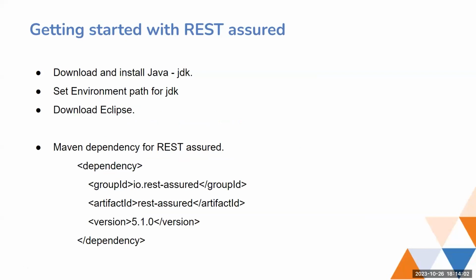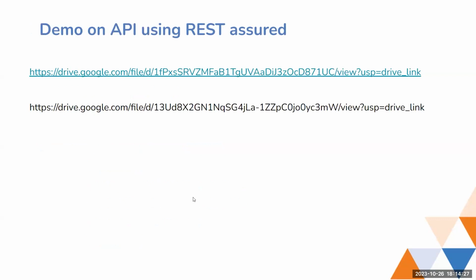Now, how do we set up REST Assured in Eclipse? First is the basic setup, which is to download and install Java JDK, then set the environment path to JDK, and download Eclipse. And then if we want, we can put basic Selenium dependencies. For REST Assured, only one dependency is needed, which is this one. We just have to write this much and build the project, and REST Assured is installed in your system.